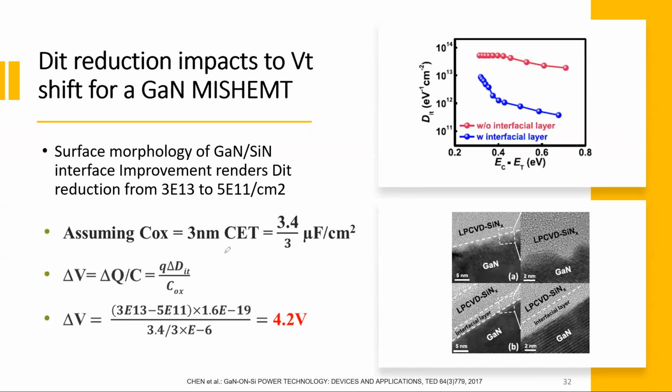And this example shows the defect density and the surface morphology change. It changed from 3E17 to 5E18. If I use this 5E18 number here with this 3 nanometer CET, this is the voltage I get, 4.2 volts. Okay. That's how bad it can be.